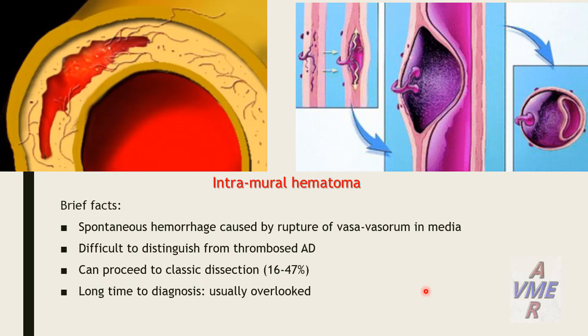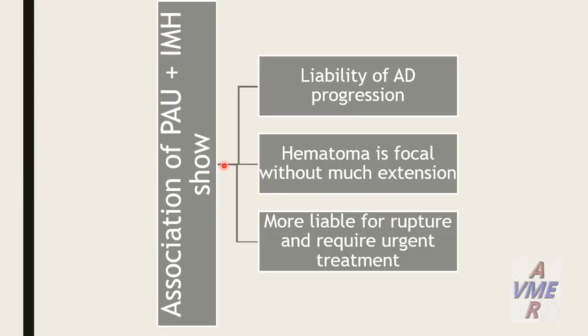What about the combination of the penetrating aortic ulcer and intramural hematoma? If you have a case of combined penetrating aortic ulcer and intramural hematoma, it has a strong liability to progress to aortic dissection. Hematoma is focal without much extension and more liable for rupture and requires urgent treatment.